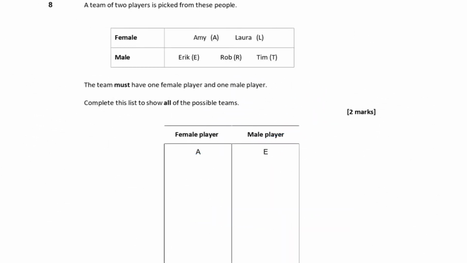Done. Question 8. A team of 2 players is picked from these people. You've got 2 females, Amy and Laura, and you've got 3 males, Eric, Rob, and Tim. The team must have 1 female player and 1 male player. Complete the list to show all of the possible teams. So the first one's been done for us, isn't it? I've got A and E here, which represents Amy and Eric up here.